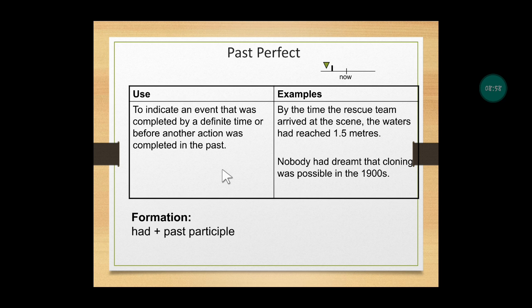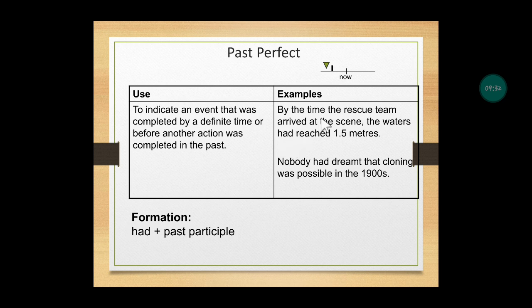The past perfect. To indicate an event that is completed by a definite time or before another action was completed. So there will be two actions which are done in the past. By the time the rescue team arrived at the scene, the waters had reached 1.5 meters. So here there are two actions: the rescue team arrived and the water had reached.